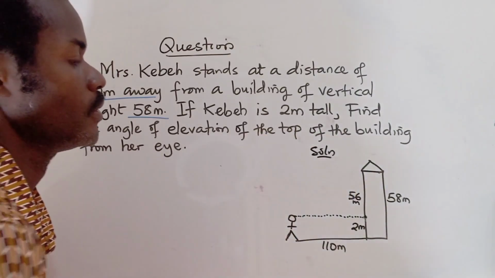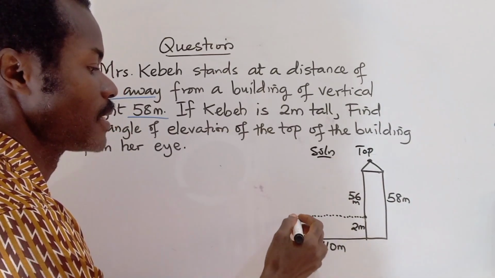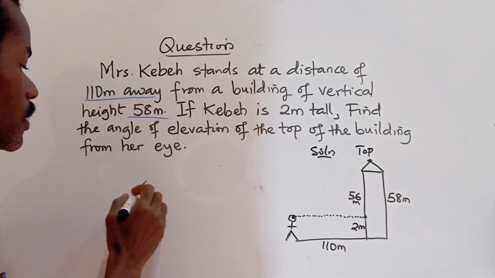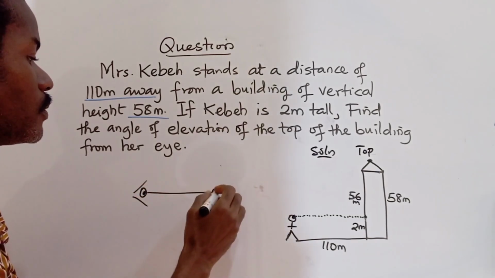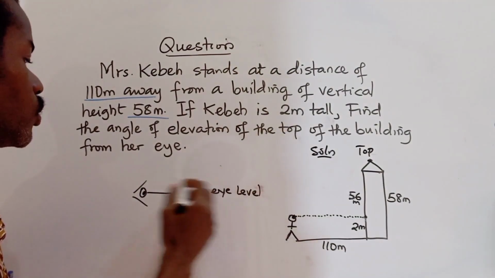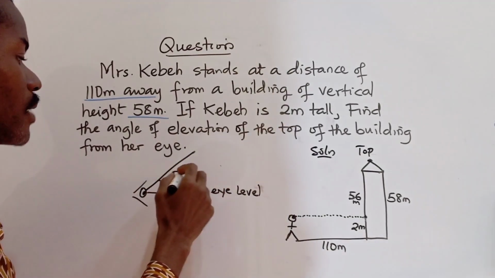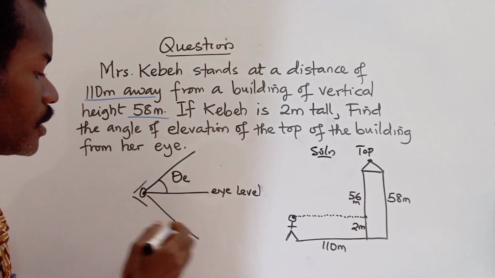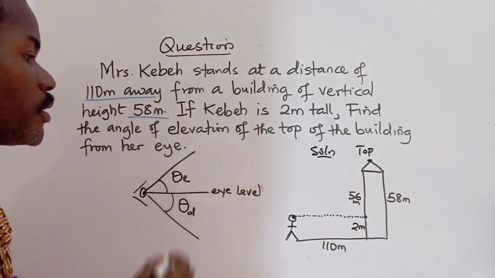Now the question says, the angle of elevation of the top of the building from her eye. So this is the top of the building, she has a line of sight here. What you want to know is, if you have this as the eyes and you have the eye level, when we say angle of elevation, that means you're looking somewhere upward. So this becomes the angle of elevation. But when we say angle of depression, it means your gaze is downward. So we have this as the angle of depression.